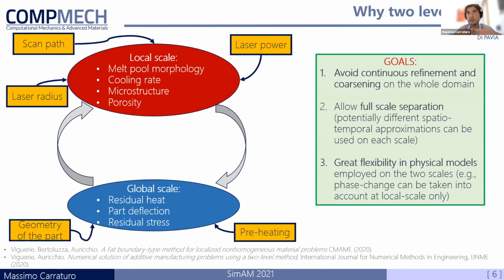The motivation that brings us to develop a two-level method is that we want to somehow keep together the local scale features and the global scale features in the same numerical framework. In particular, we want a method that is flexible and avoids continuous refinement and coarsening of the whole domain. It also allows a full scale separation, such that we introduce a further flexibility compared to standard FEM approaches, and we are potentially able to even use different physical models in the local scale and in the global one.